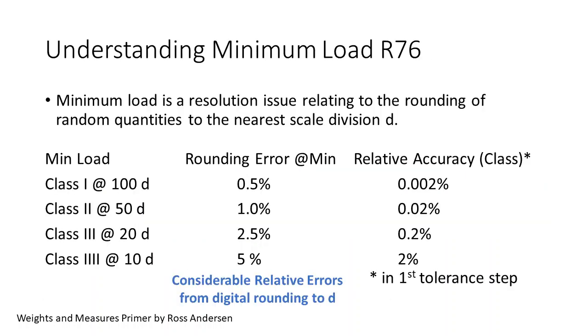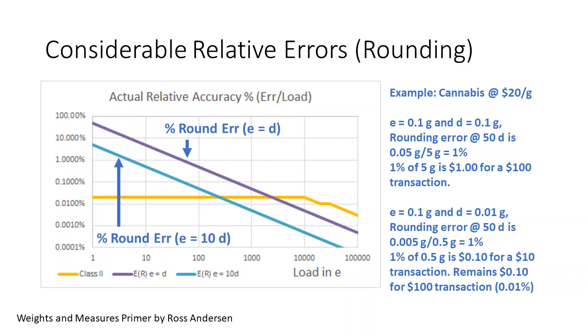What R76 is doing, and what Handbook 44 should be doing, is ensuring the rounding error to the scale division D is small enough at light loads. Here you can see how the rounding error compares to the relative accuracy of the class. While the 1% relative error for class 2 might seem large, remember that it is 1% of a very small quantity. This graph should help.